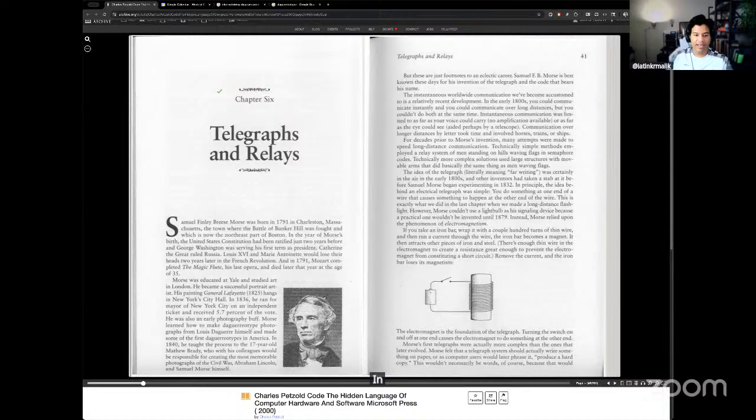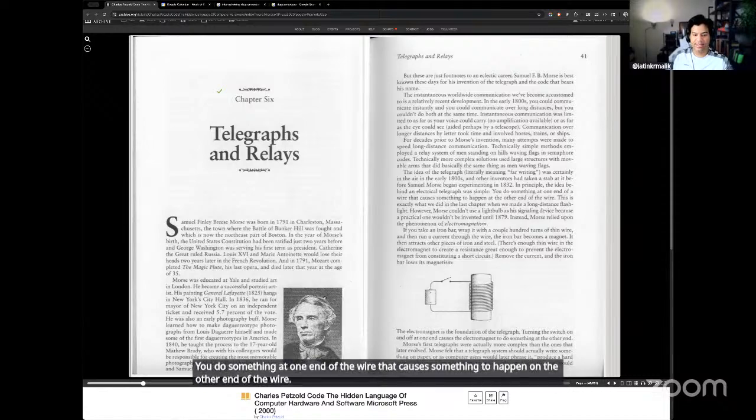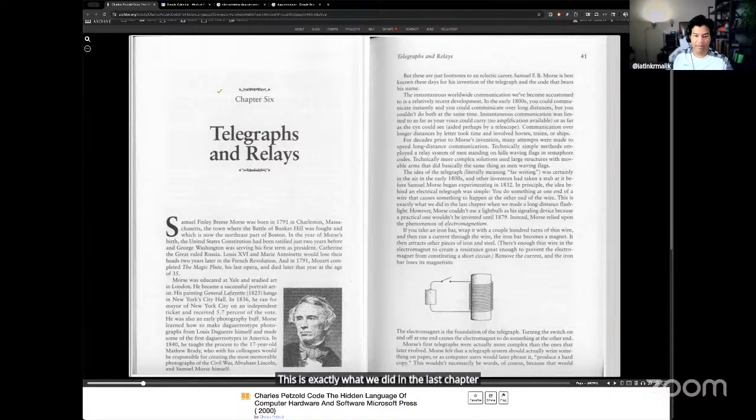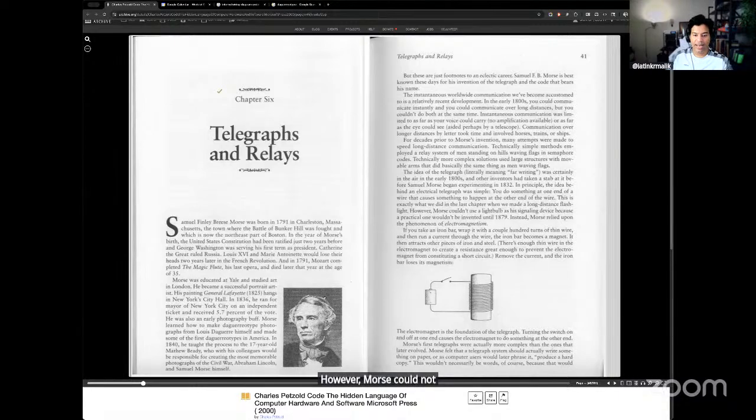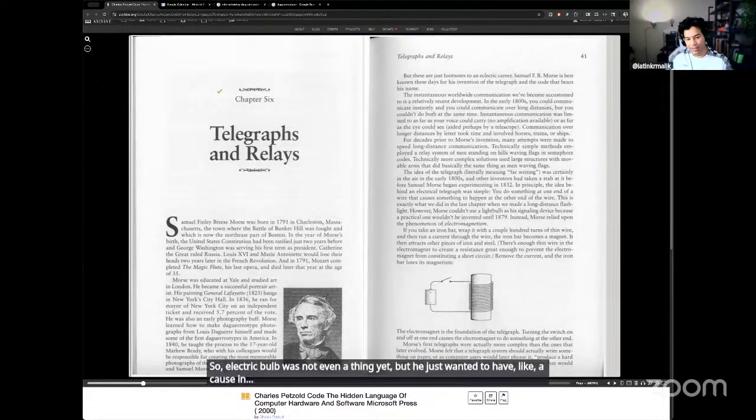In principle, the idea behind an electrical telegraph was simple. You do something at one end of the wire that causes something to happen on the other end of the wire. This is exactly what we did in the last chapter when we made the long distance flashlight. However, Morse could not use a light bulb as his signaling device because a practical one would not be invented until 1879. Morse relied upon the phenomenon of electromagnetism. So the electric bulb was not even a thing yet, but he just wanted to have a cause and an effect.